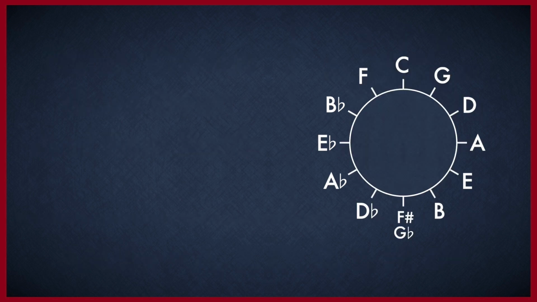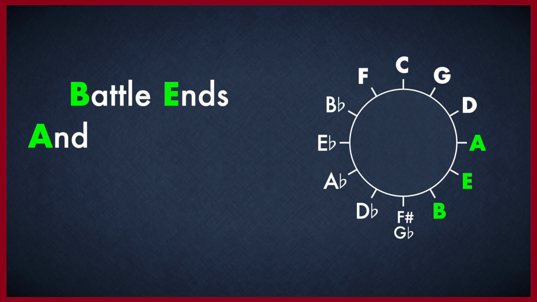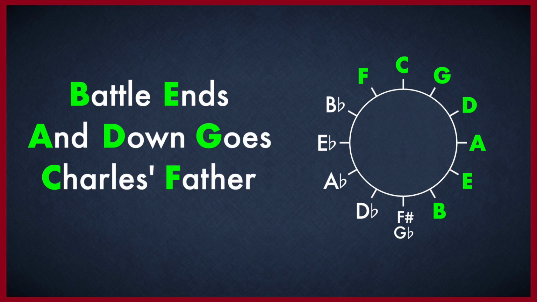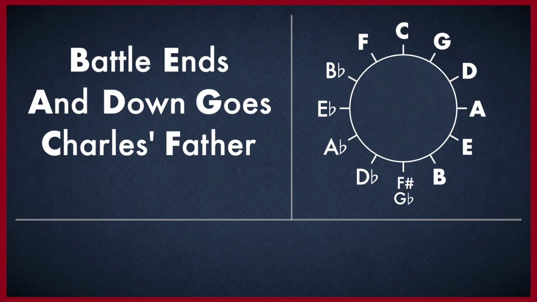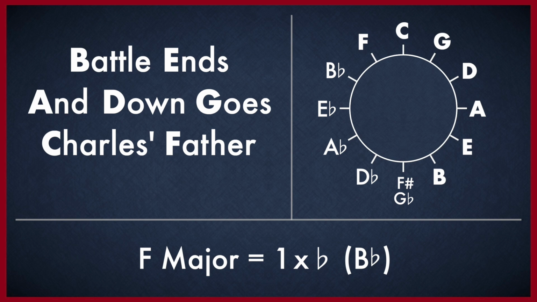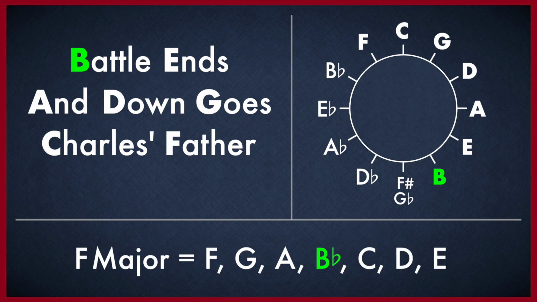Now when it comes to flat keys, we have to reverse the pattern. So the order of notes becomes B, E, A, D, G, C and F. And we can alter the mnemonic to suit this. So it now reads battle ends and down goes Charles's father. We then treat the system exactly the same and flatten an extra note with every anti-clockwise step. For example, the key of F has one flat, which would be B for battle. So F major contains F, G, A, B flat, C, D and E.